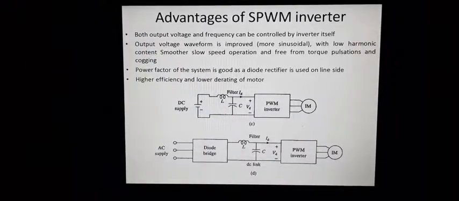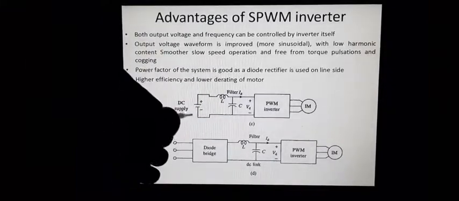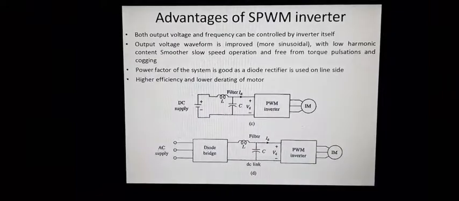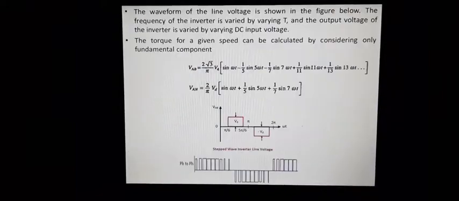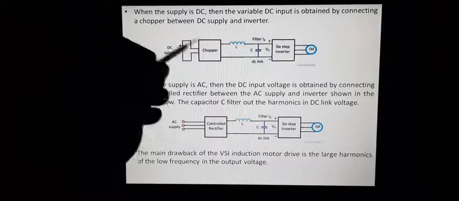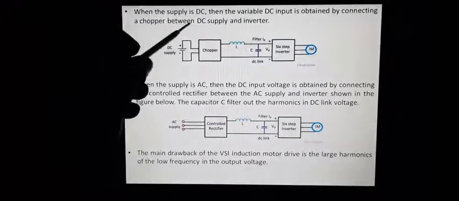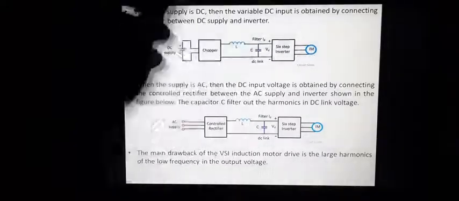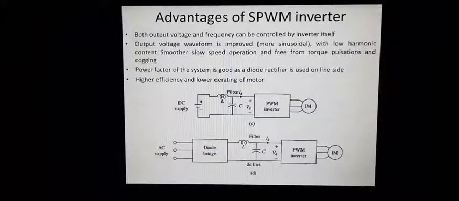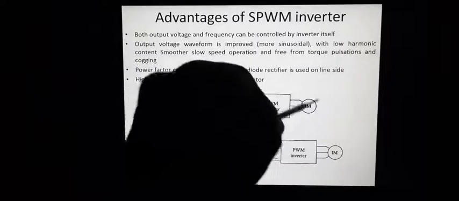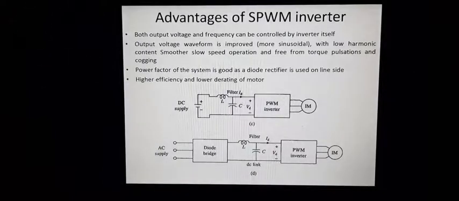Before, in the case of a stepped wave inverter, the same circuit you will be able to see with the chopper arrangement here. The same circuit you will be able to see here, 6-step inverter. Because you need a variable DC supply in order to get a variable AC supply here. But in this case, you can obtain the variable AC supply by varying the modulation index.